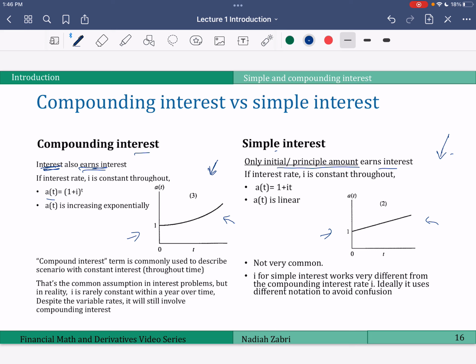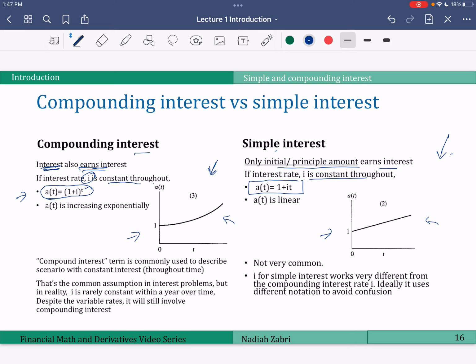So if the i is constant throughout time, then our accumulation function in a compounding interest environment is going to be as such: A(t) equals (1 plus i) to the power of t. Whereas if the i is constant throughout time in a simple interest environment, the accumulation function will look like this: 1 plus i times t.